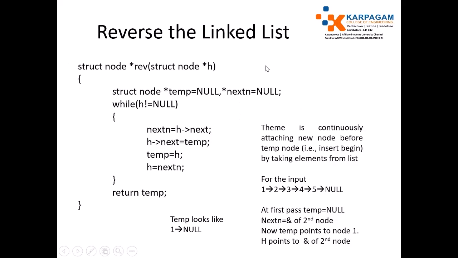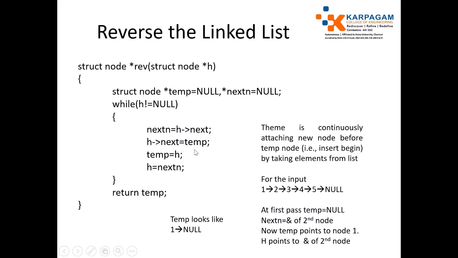Next problem is reversing the linked list by changing the node values, not using recursive functions. In this situation, I just define a function rev which returns the address of the reversed list and it accepts the starting point of the list. I have two pointers, temp pointer and next node pointer, which is equal to null. Until the list gets empty, I check. Every time I store the node's next node value. For example, in the first pass I store the second node's address.